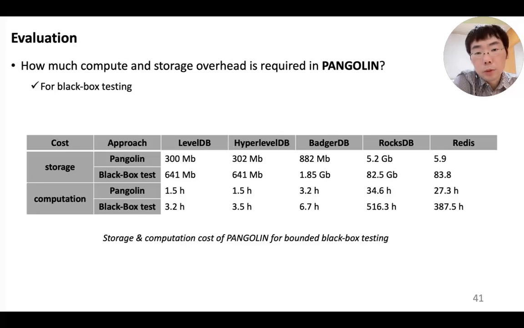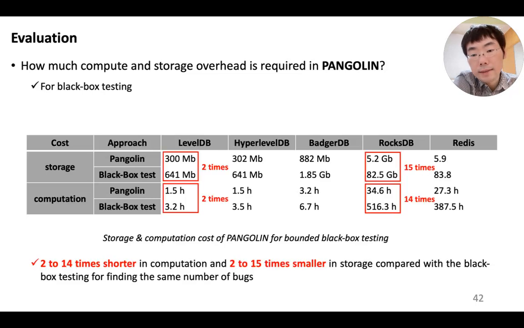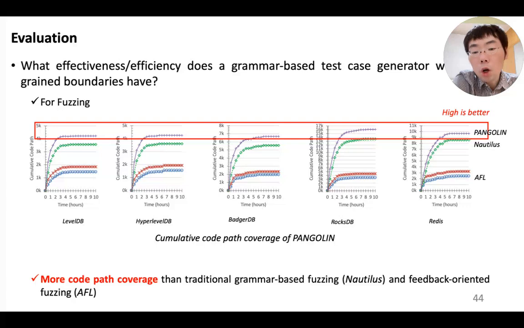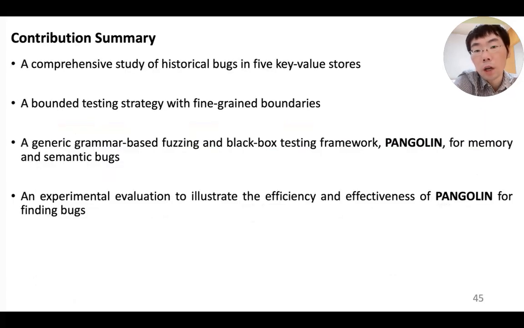For how much computation and storage overhead is required in Pangolin, for the black box testing, you can see 2 to 15 times shorter computation and 2 to 15 times smaller storage compared to the general black box testing. For the fuzzing, the figure shows the cumulative code coverage of Pangolin. It has more code coverage than the traditional grammar-based fuzzer Nautilus and the feedback-oriented fuzzer AFL. That means Pangolin can find more bugs and cover more code.